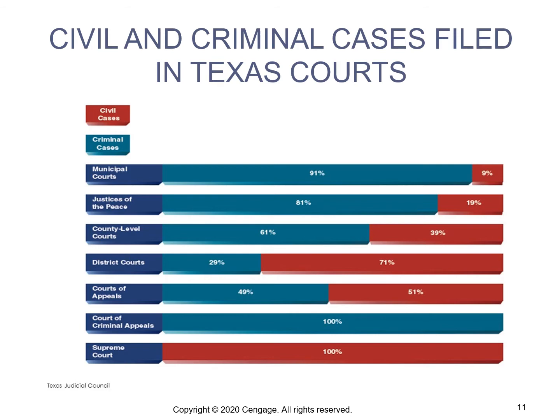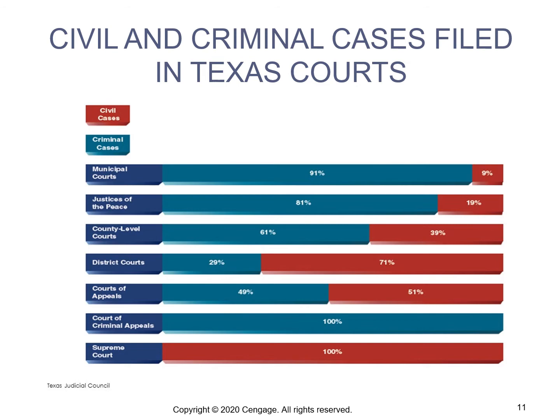So here's a chart that sets out civil and criminal cases filed in Texas courts. As you can see, the Supreme Court handles 100% civil cases, and the Court of Criminal Appeals handles 100% criminal. It's divided almost equally in the courts of appeals. District courts handle more civil cases. This is where you would file for divorce. And municipal courts handle more criminal cases because of traffic tickets.